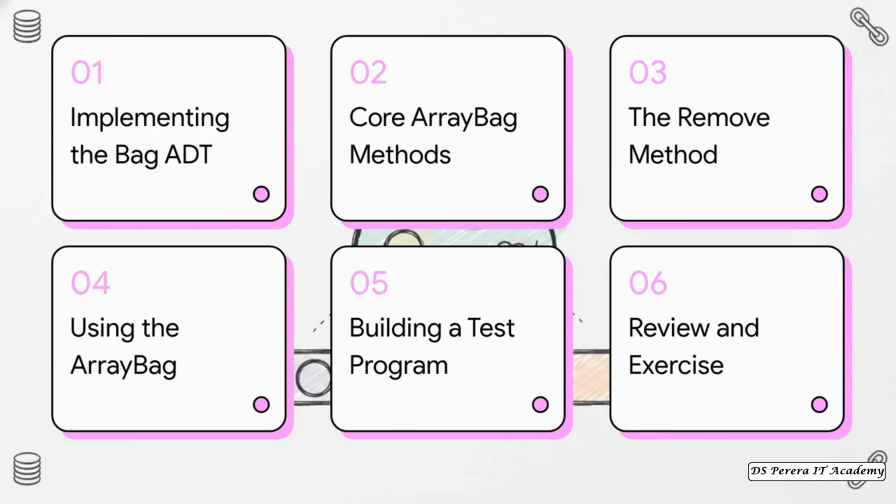First, we'll get into implementing the Bag ADT. Then we'll look at the core methods that make it work. We'll take a really deep dive into the trickiest one, which is the remove method. After that, we'll switch gears and see how to use our new ArrayBag. We'll build a program to test it out, and finally, we'll wrap everything up with a quick review and a little exercise for you to try.